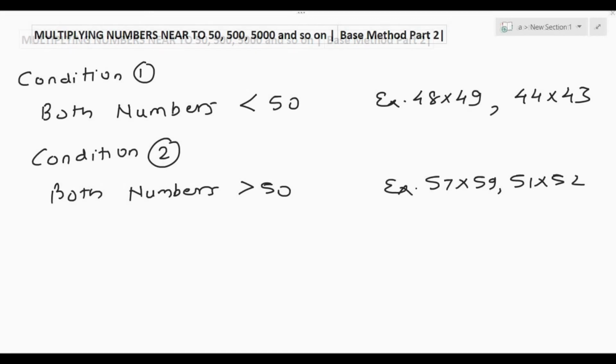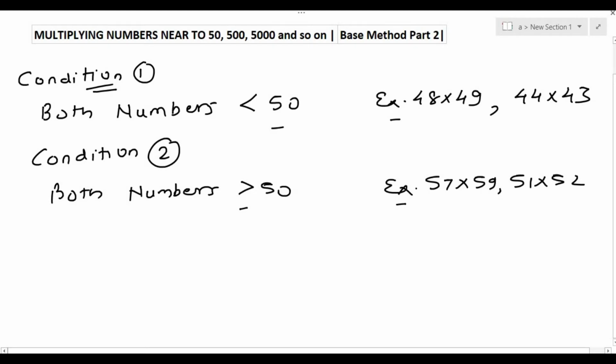So here, guys, as you can see, I've stated the two conditions that we will be coming across. Condition one, where both the numbers are less than 50. For example, the numbers will be like 48 into 49 and 44 into 43, where both the numbers are less than 50. And the second condition, where both the numbers are above 50. That is 57 into 59 and 51 into 53.